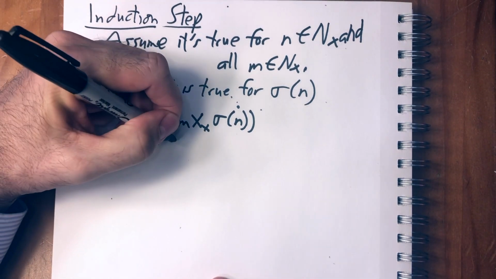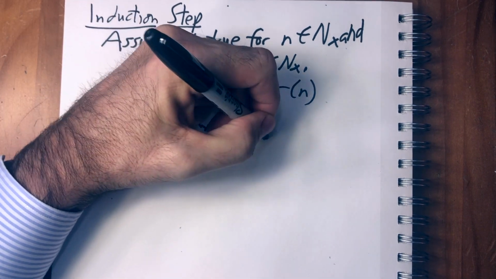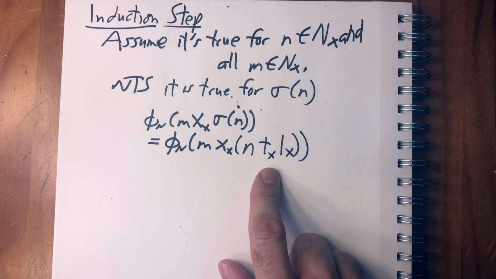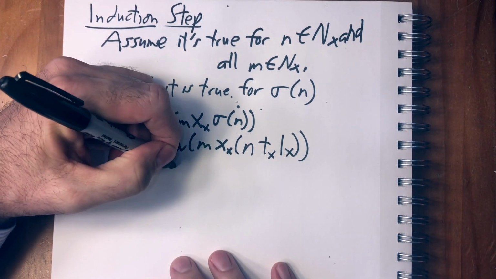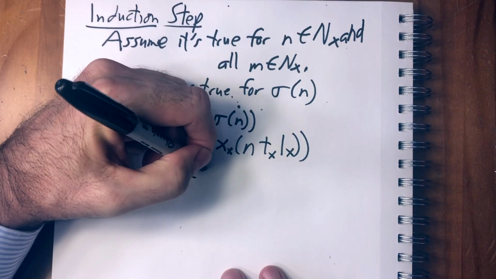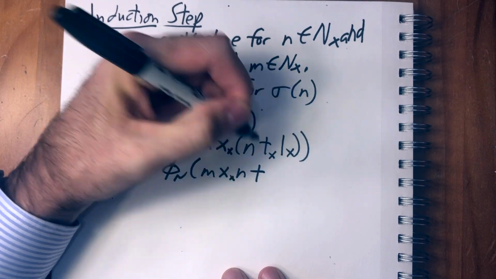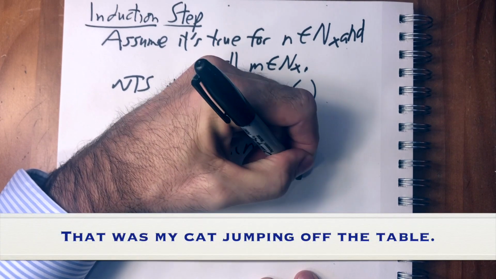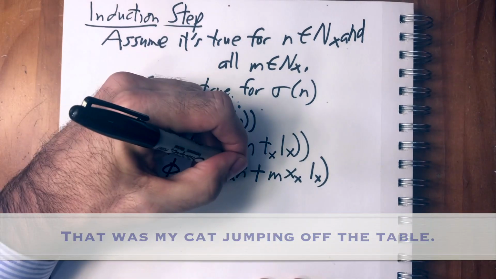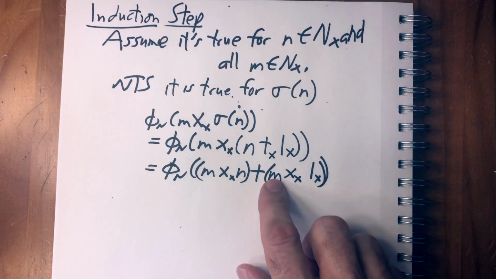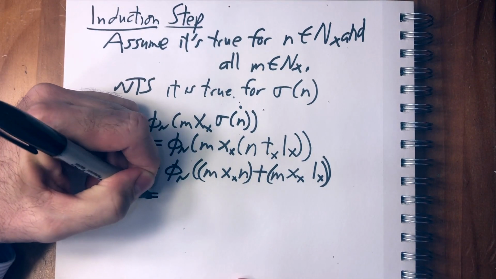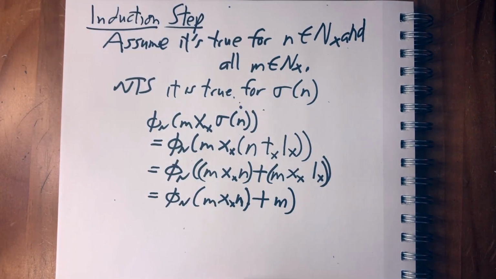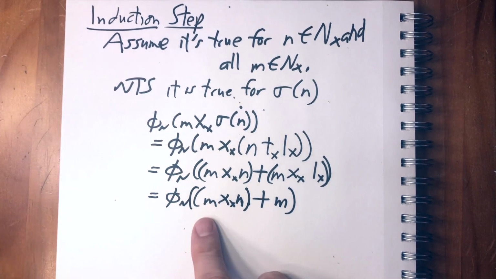So definition of sigma. So this is just m times an addition. So x has the distributive property, so we can just distribute this. So we have m times n plus m times 1. Now anything times 1 is just m, so we have m times n, plus m.